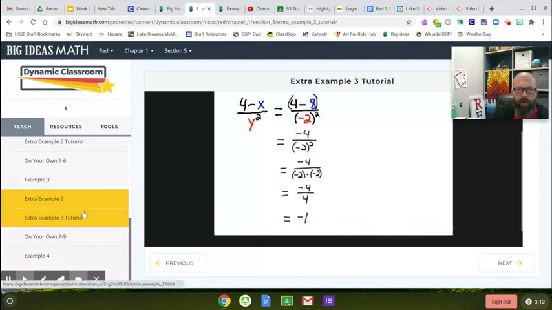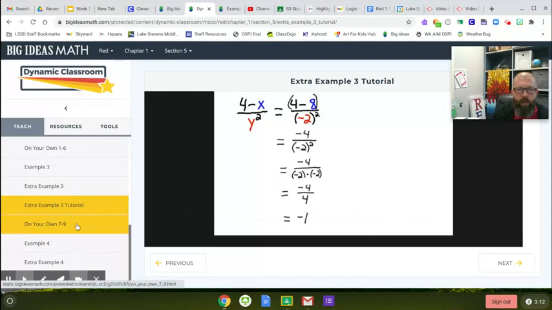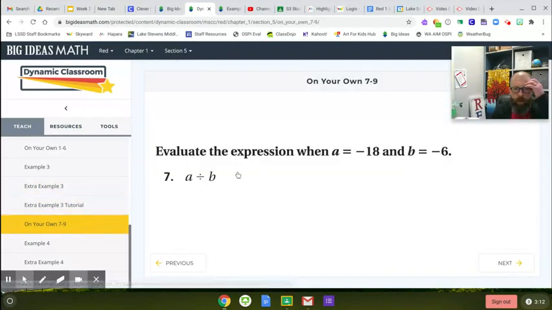Let's try a few together. Remember, you can always pause the video if you need to. So a equals negative 18 and b equals negative 6. So I'm going to plug in negative 18 divided by negative 6, and I end up with positive 3 because two negatives make a positive. Negative 18 plus 6 is negative 12. Divided by 3 is negative 4.